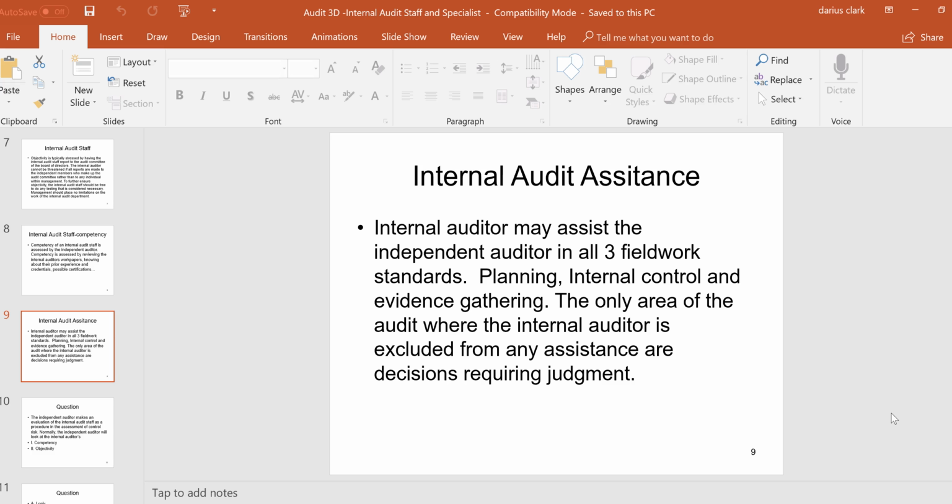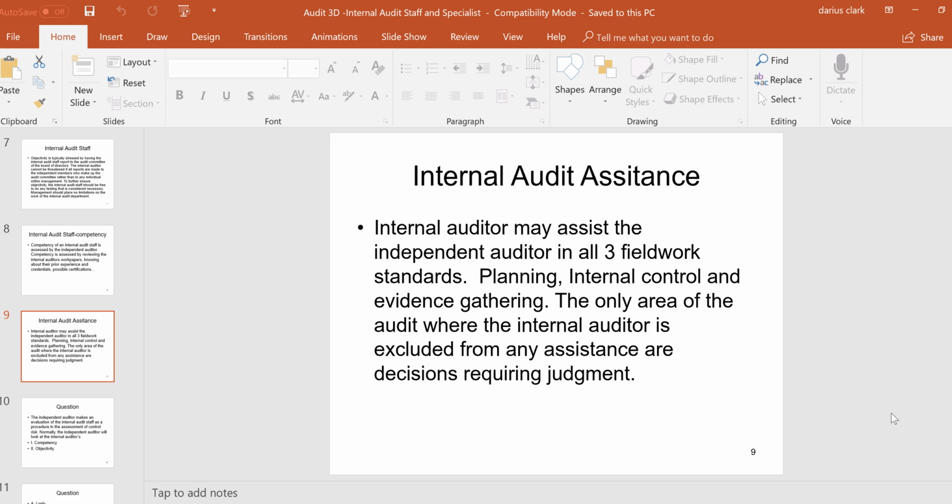And we just got through saying that although the internal audit may be objective, they're definitely not independent enough to help us. Even if they are objective, we can't let them make judgment calls. We have to do that as the independent auditor. We can't allow even the most objective internal auditor to make any judgments.